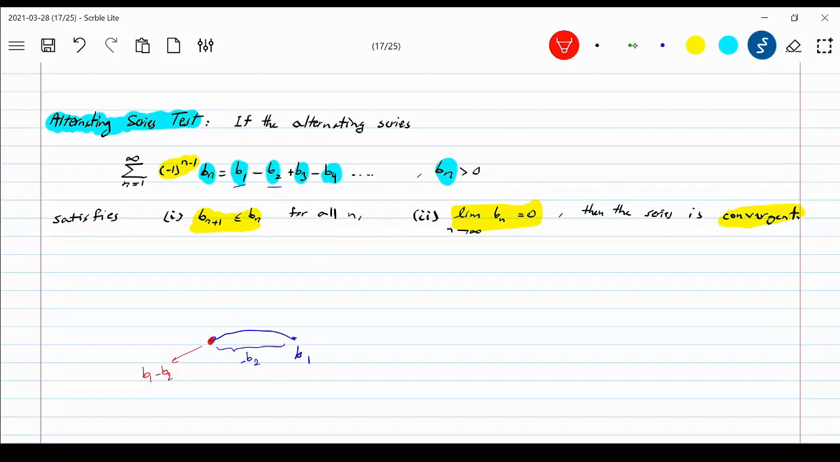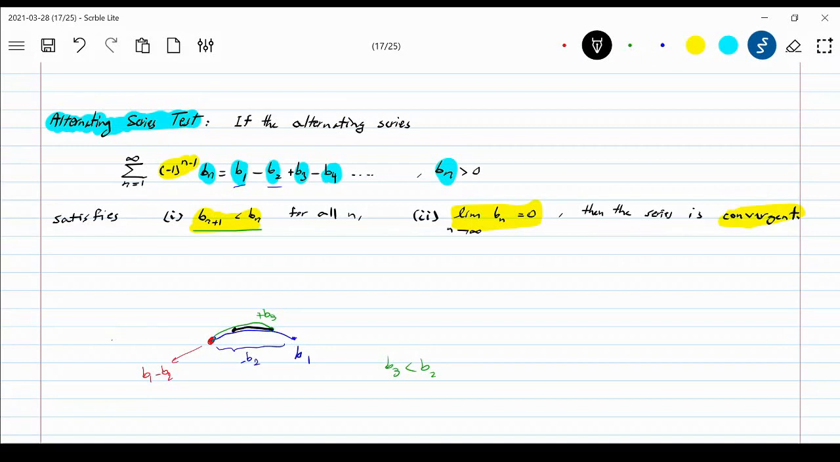Now, if we add b3, what happens? Since we know this is a decreasing sequence, b3 is less than b2. So what happens is you'll end up adding a number smaller than this gap, so you'll end up somewhere here. Then if we subtract b4, b4 is less than b3, so we'll end up somewhere here.